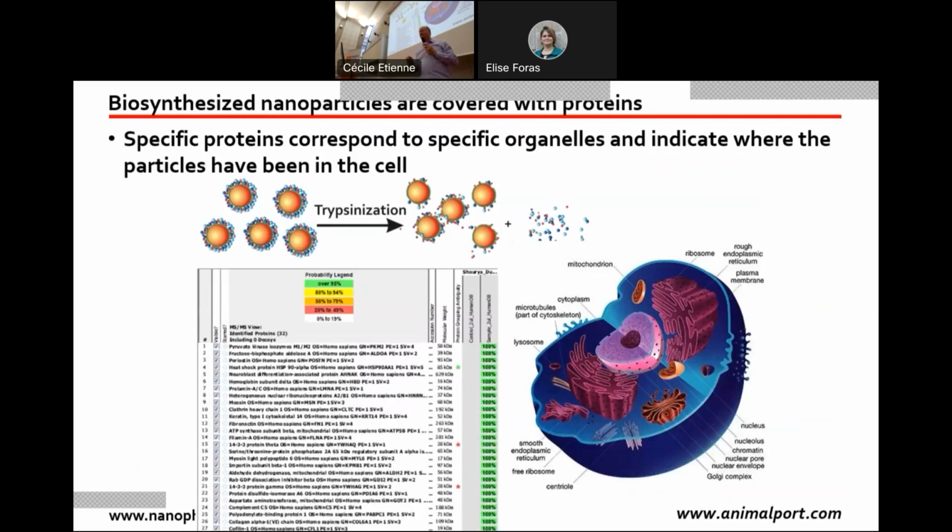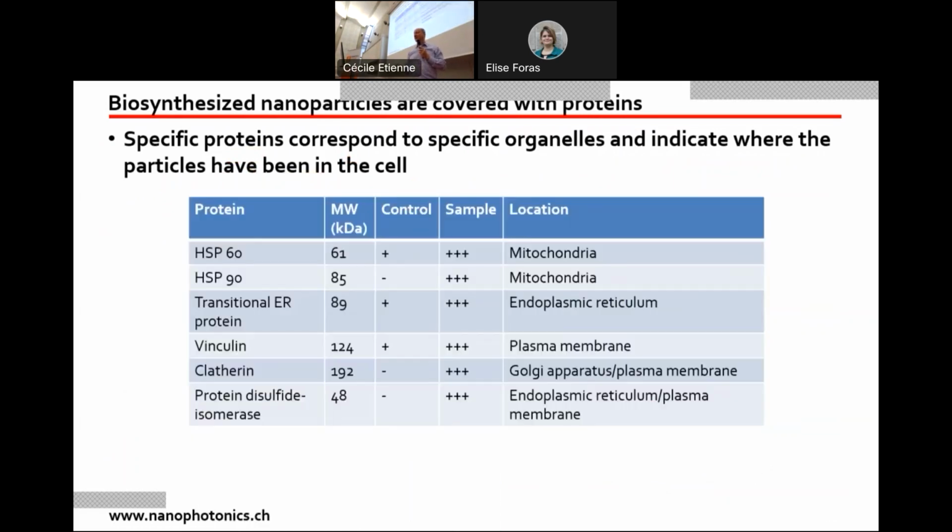What we notice is that the particles produced by the cell are not just naked gold particles, but they are covered with proteins. So they have proteins all around them. And if you analyze these proteins, you realize that they bear the signature of many different organelles. So it means that the proteins we find are typical from the mitochondria, but also from the endoplasmic reticulum, the plasma membrane, the Golgi apparatus. So basically, it seems that these gold nanoparticles have been produced in many different places within the cell itself.